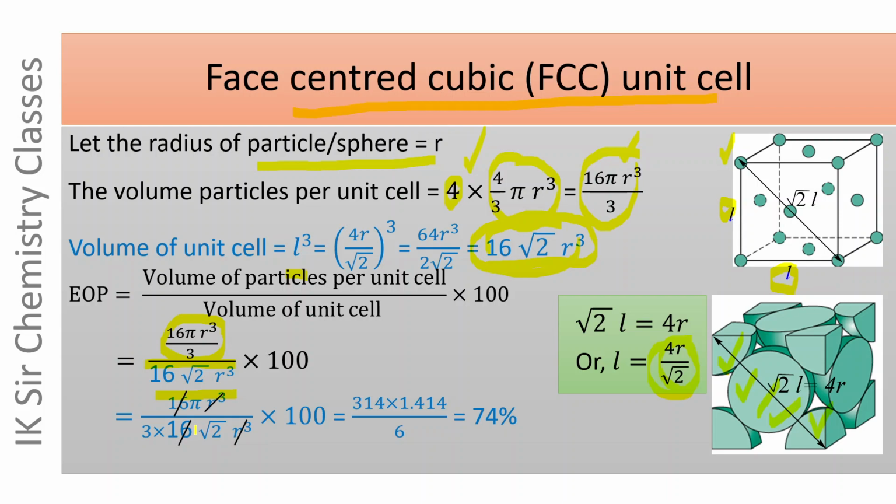16 will also be cancelled out, and on multiplying both numerator and denominator by under root 2, we get under root 2 into under root 2, which is equal to 2. Multiplied by 3 is equal to 6, and in the numerator, under root 2 is equal to 1.414, multiplied by pi into 100, that is 314. On solving it, we get the efficiency of packing in FCC unit cell is equal to 74%, and accordingly the packing fraction will be 0.74. It is the efficiency of packing in FCC unit cell.